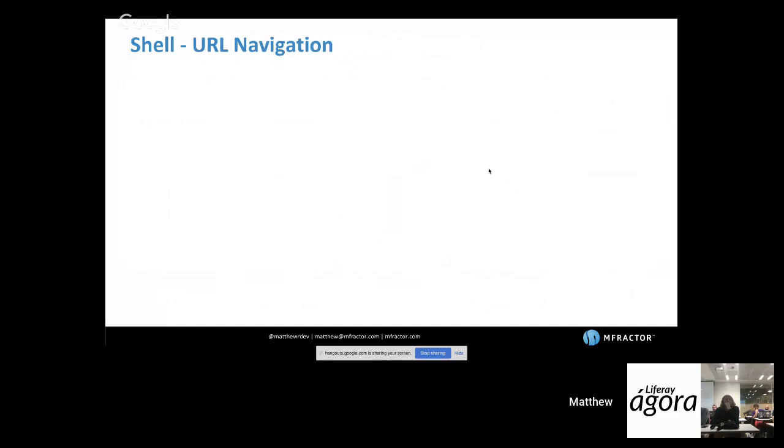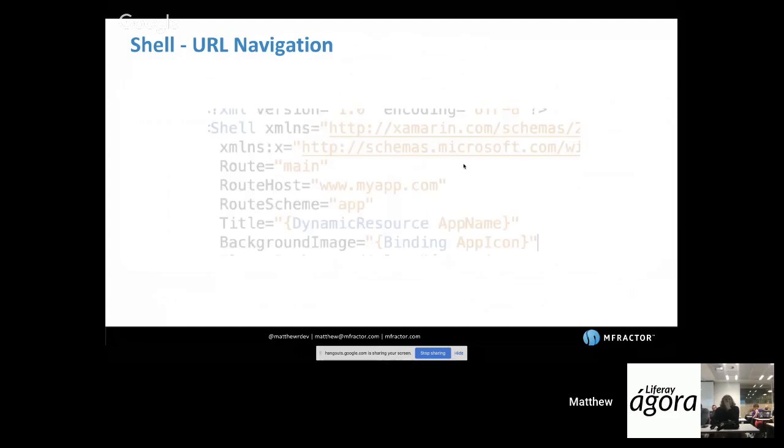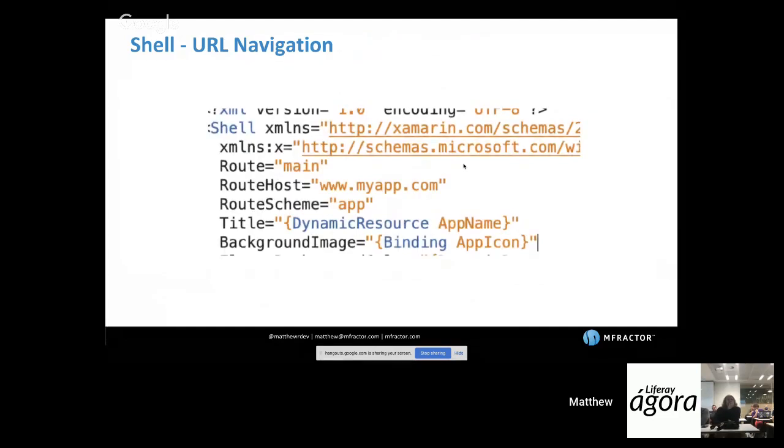Another benefit of Shell is that you get free URL navigation. So if you're using a framework like Prism, for instance, one of the benefits of Prism is that when you're navigating, you can do it via a URL rather than pushing pages and popping pages. In Shell, this looks like this. So you define the route host and the route scheme, and these all come together for us to then do our navigation.